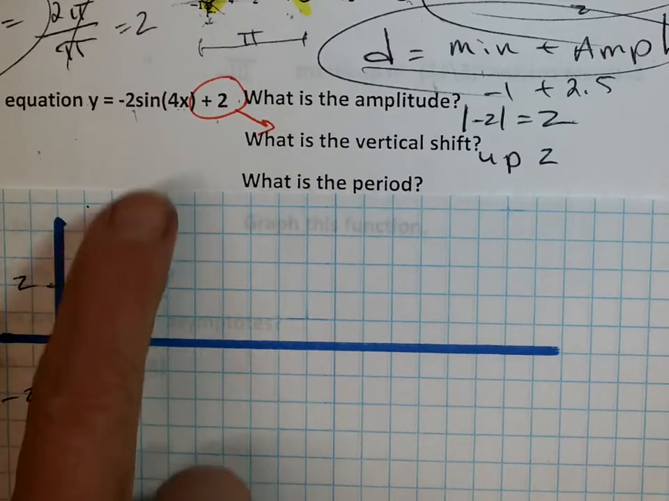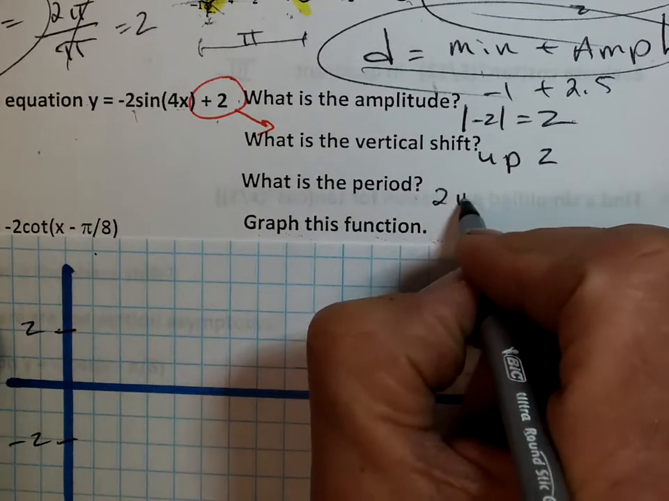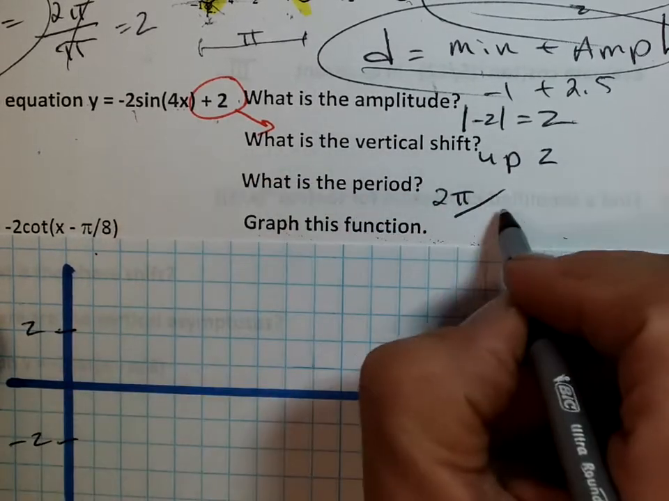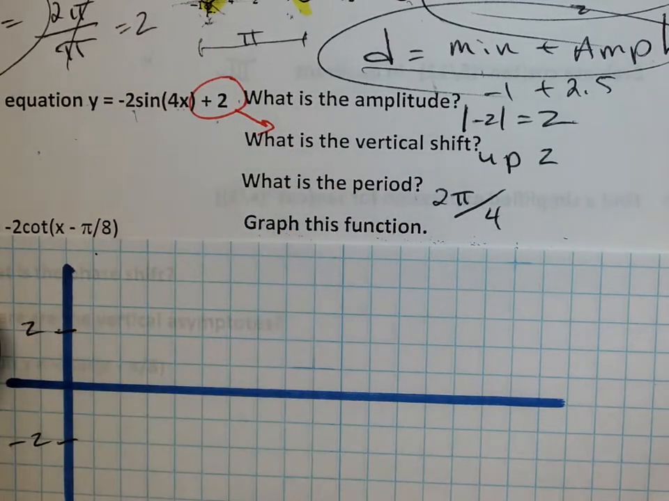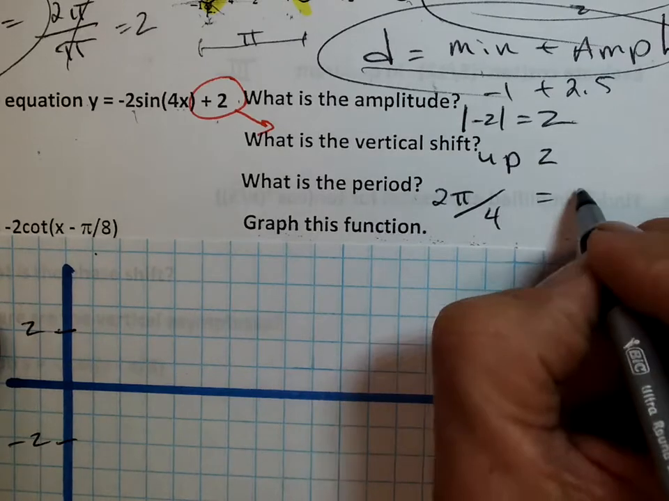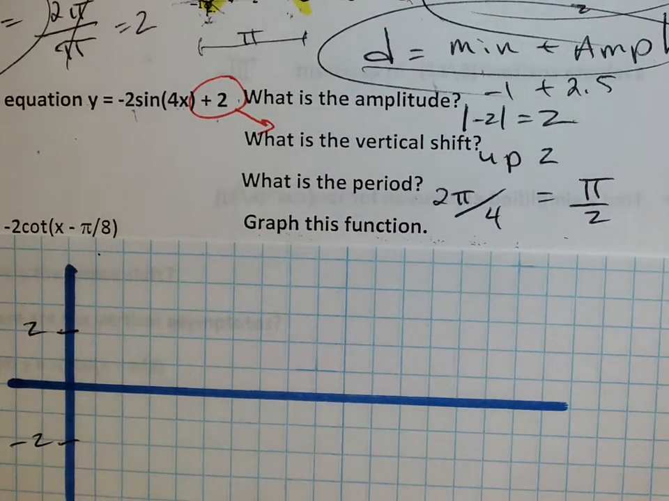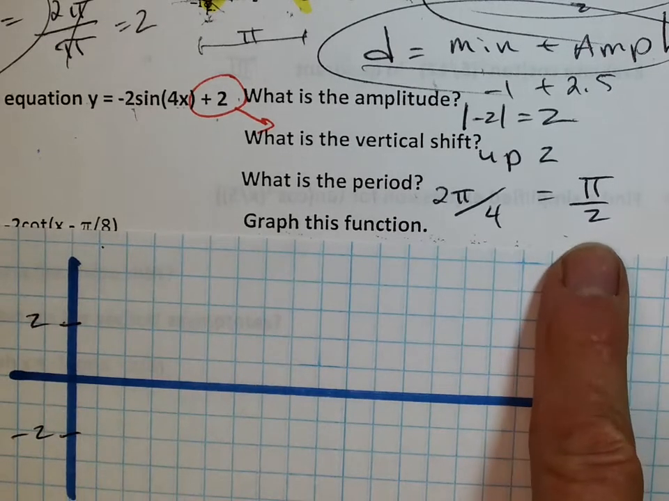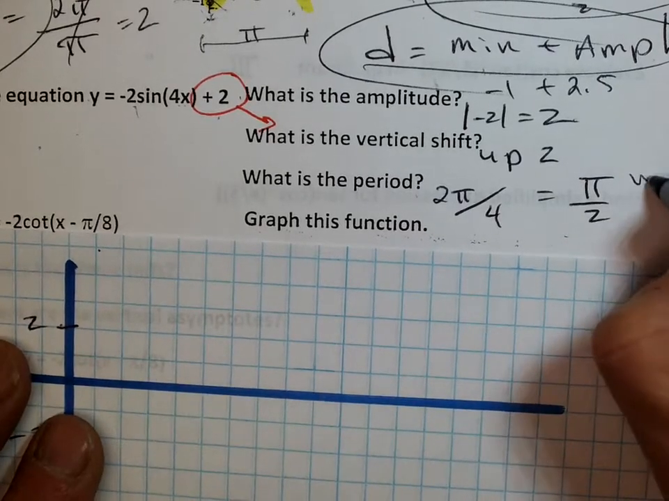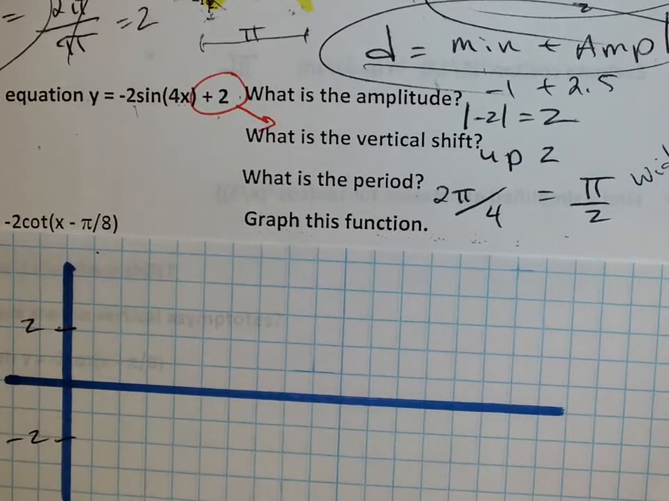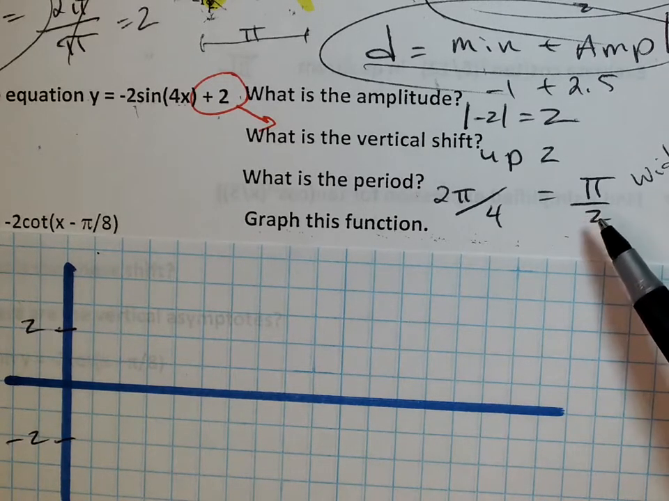Now the period, if the frequency is 4, then the period is 2 pi divided by 4. It's just 2 pi divided by the frequency, which is 4. So that means the period is pi over 2, if I reduce that. So this is what I know. Each curve is going to be this wide. That's going to be the width. It's my period. It's going to go up to 2, down to 2. And it's going to be upside down.